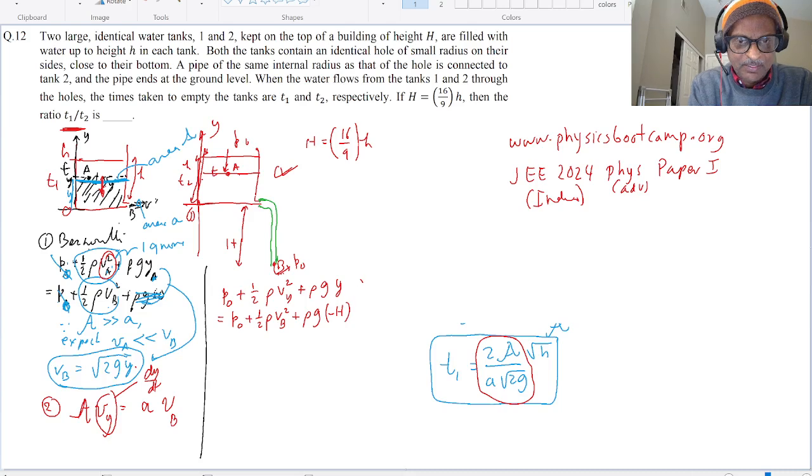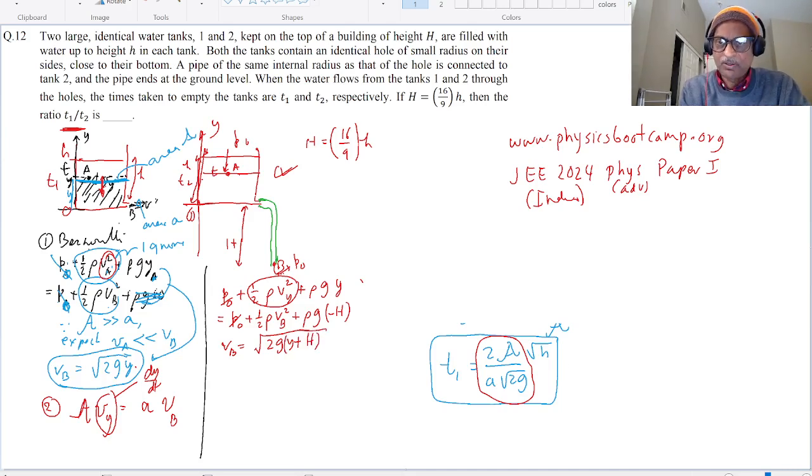So minus h. Now you can see this cancels, and this I can ignore again for the same reason I did over here. So v_B is actually the square root of 2g(y plus h). h is constant, so it's just displaced by h. It's going to be almost identical to this answer, right? And then this will be very similar.